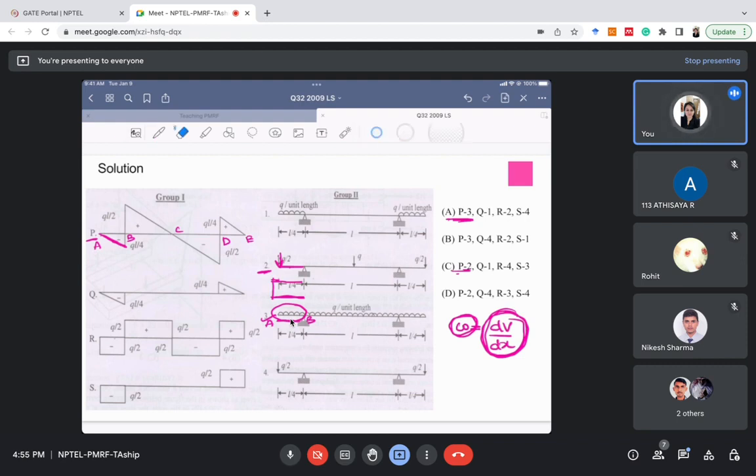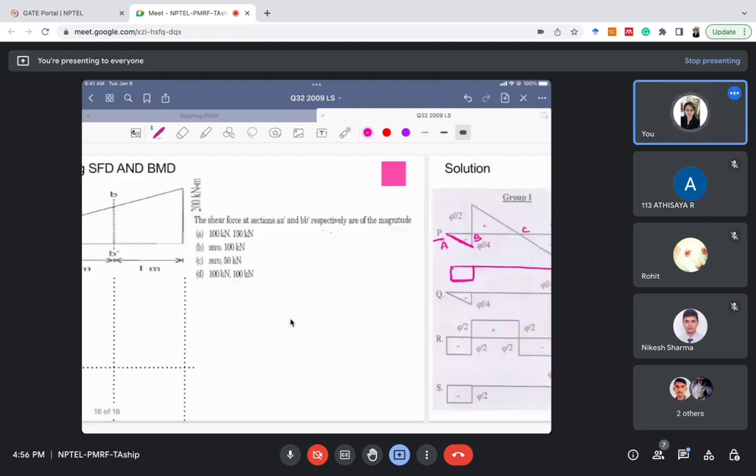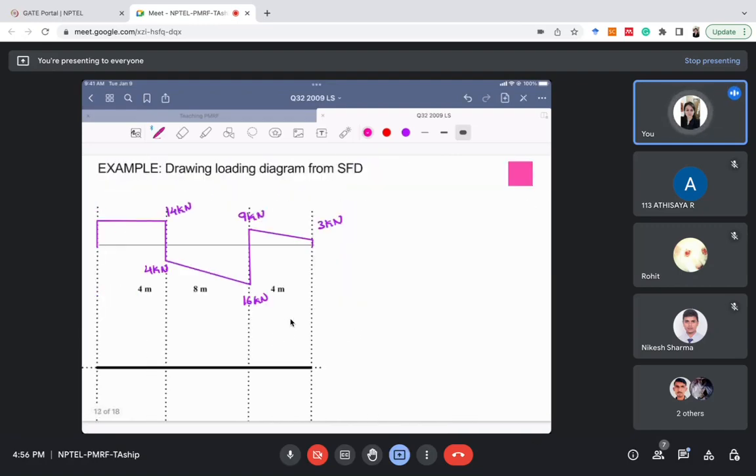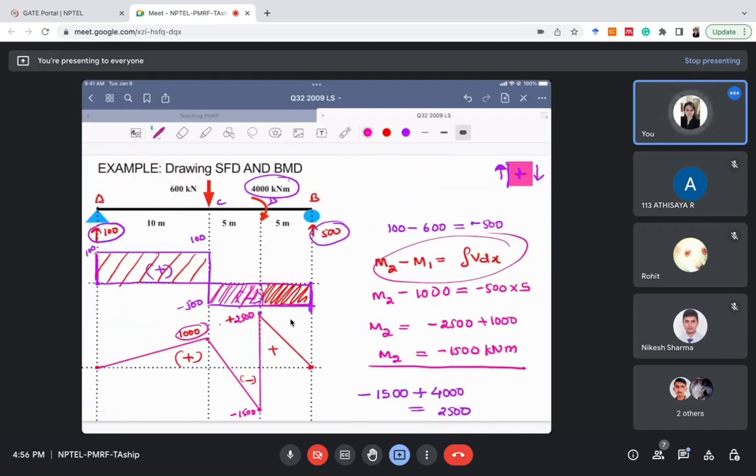Okay, I'll explain it again then. Sorry, there was a disturbance. So W equal to dV by dx. If we want to know the slope of the shear force diagram, we should see how the load intensity is varying. From the options, we can only match P with either 2 or 3. For 2, the shear force diagram should be constant. Whenever there is a point load, the shear force diagram is constant.